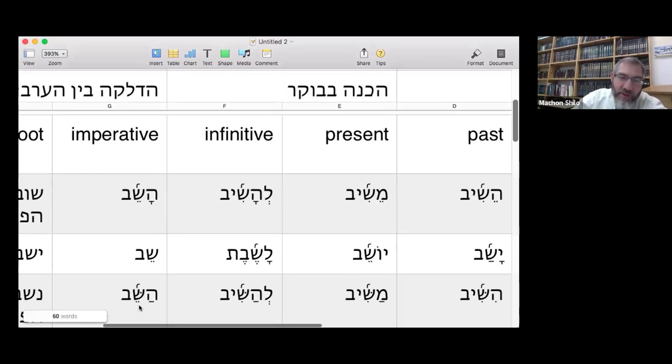If you're speaking modern Hebrew or Sephardic, the vowels sound the same. This is hashav and this is hashev. What are you going to do? So if you're doing it Sephardic style, you'll have to make sure to geminate the shin to indicate the patach.